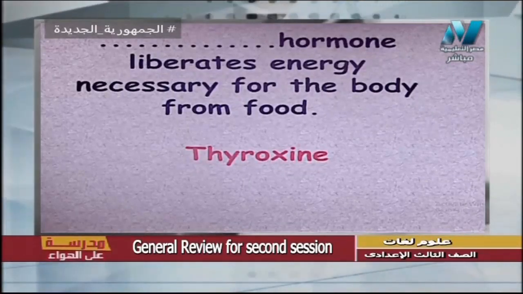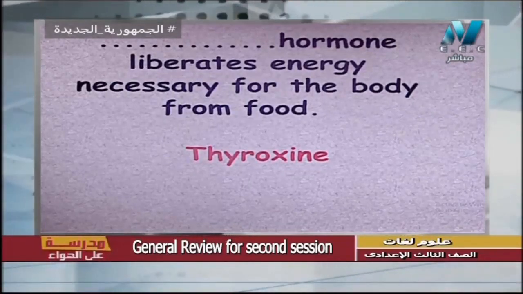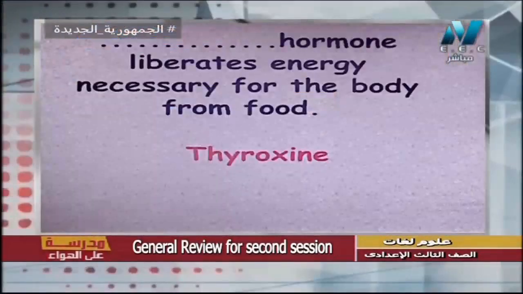Point hormone liberates energy necessary for the body from food. مين هو الهرمون اللي بيحرر الطاقة اللازمة للجسم من حرق الأكل؟ اللي بيعمل كده بنسميها food assimilation، التمثيل الغذائي، إنه بيخلي الفود اللي جوايا يحصل له burning، وبالتالي بيحول جزء كبير منه للإنرجي وجزء بيبني السيلز. هو الهرمون ده اسمه ثايروكسين، ومشتق من غدة اسمها thyroid gland.